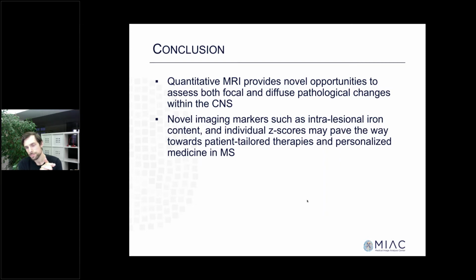Okay, great. My next question comes from Laura Gaetano. Is the direction of the rim lesion reader dependent? How clear are those rims?